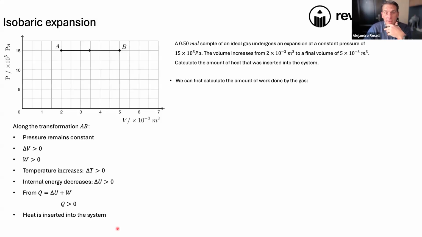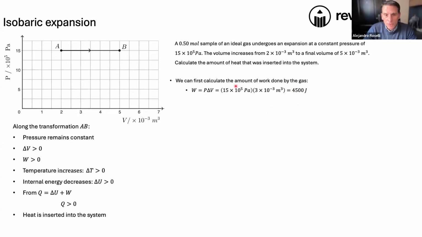We can first calculate the amount of work done by the gas. We have a dedicated expression for this, which is W equals P multiplied by delta V. Pressure is given to us. You can extract it from the graph, 15 times 10 to the power 5 pascals, and delta V. I'm writing delta V as the difference between the volume at B and the volume at A. It's positive, of course, because the volume is increasing. Just multiply these values. That'll give you 4,500 joules. That's the work done by the gas.